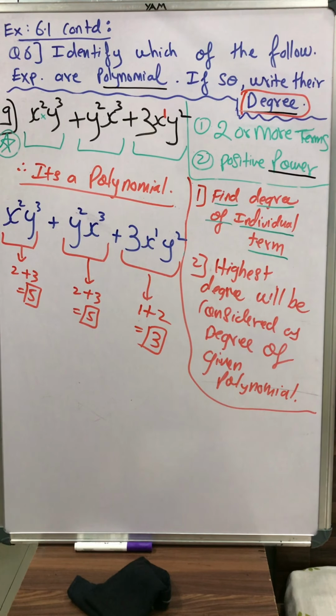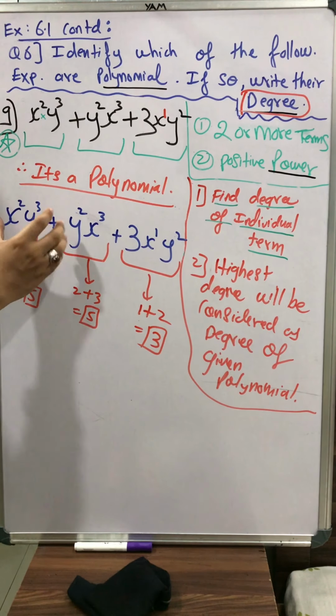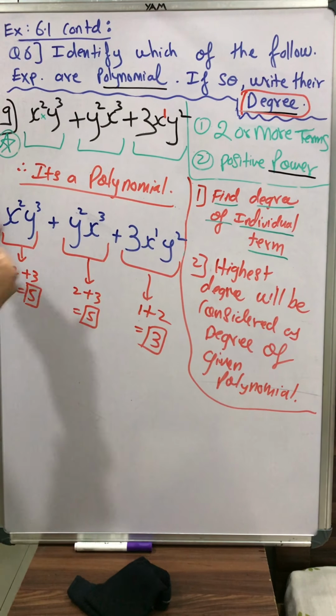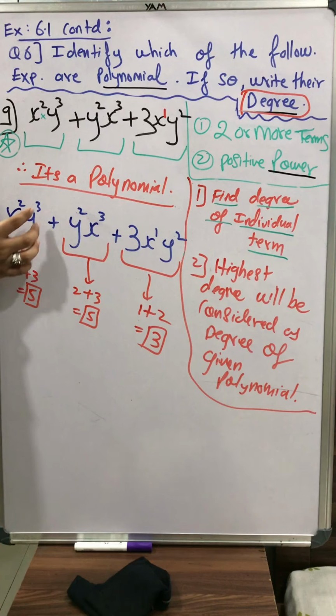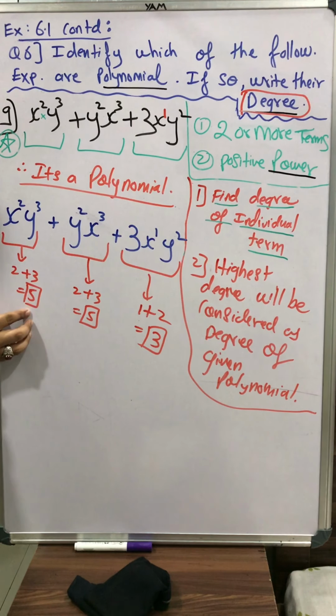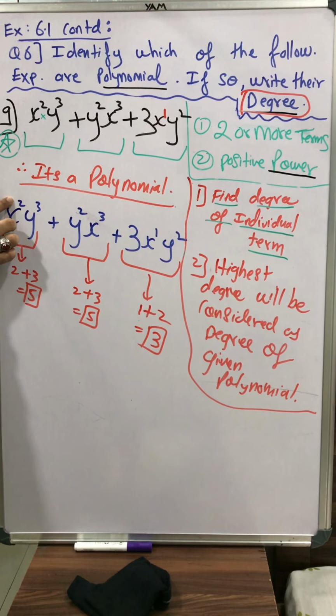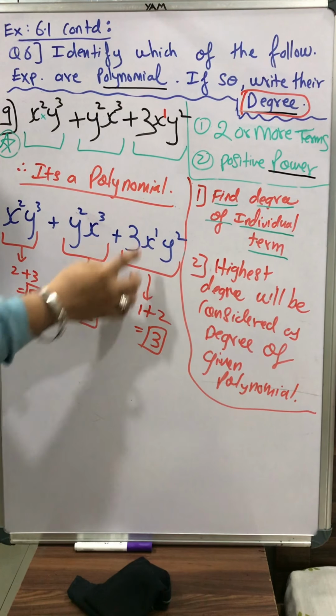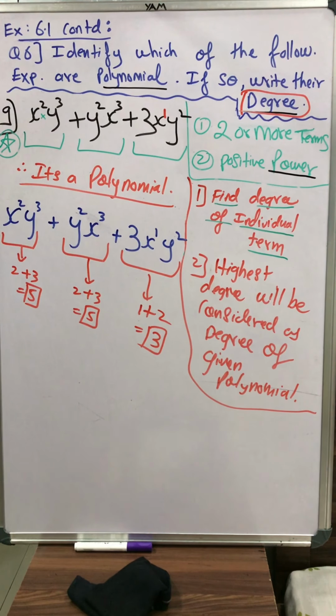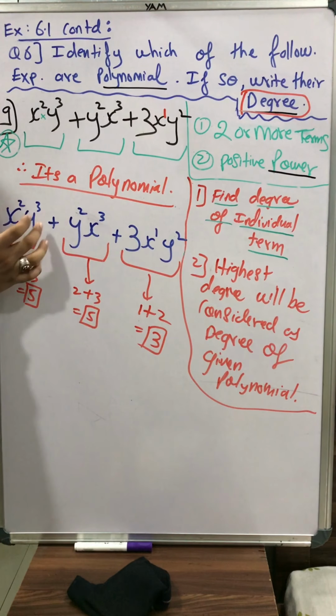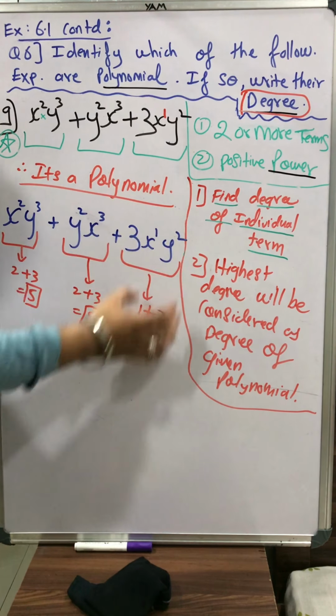See here students how I found the degree of the individual terms. Degree of this individual term is 5. How come? 2 was the power of x, 3 was the power of y. So 2 plus 3 comes to 5. 1 plus 2 comes to 3. Okay. So right now I've got the degree of the individual terms. Degree of this term is 5, degree of this term is 5, degree of this term is 3.